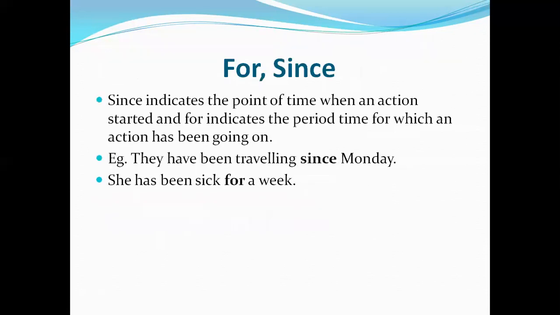The next prepositions are for and since. Since indicates the point of time when an action started, and for indicates the period of time for which an action has been going on. For example, they have been traveling since Monday. She has been sick for a week.